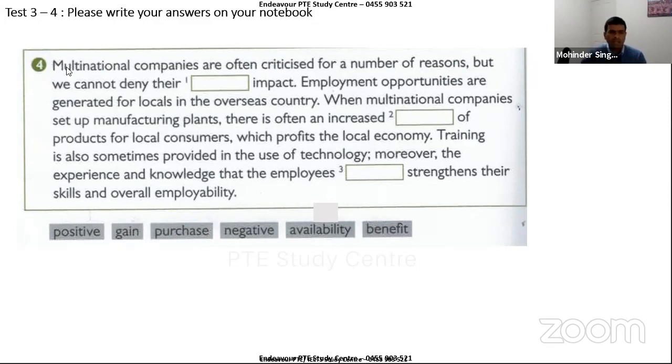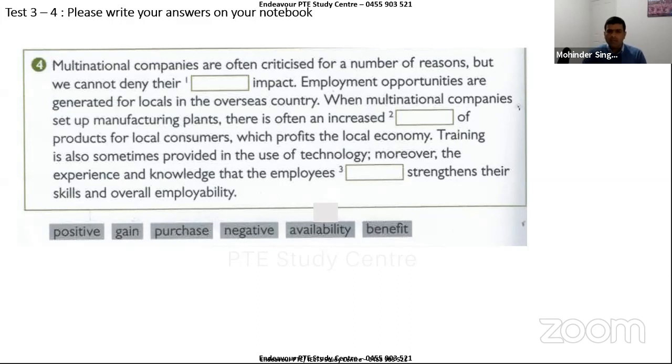So, a compound sentence: multinational companies are often criticized for a number of reasons, comma, but. When you have two ideas which can stand alone, you put them together as sentence 1, comma, one of the FANBOYS, sentence 2, when you have contrasting ideas. Sentence one finishes here, then comma, but, and then a full sentence again. That's how you write it: I have many friends, comma, but Ram is my best friend. These are two sentences. That's a compound sentence.